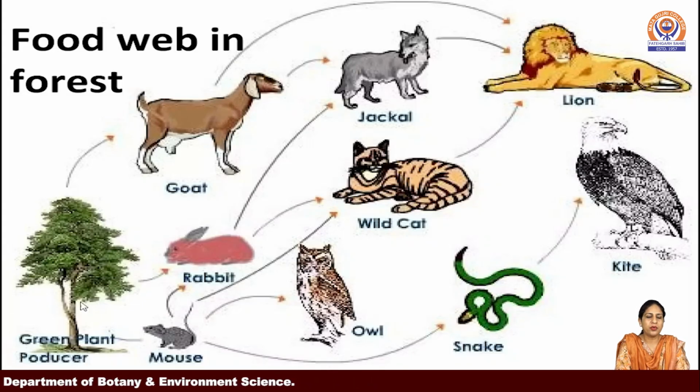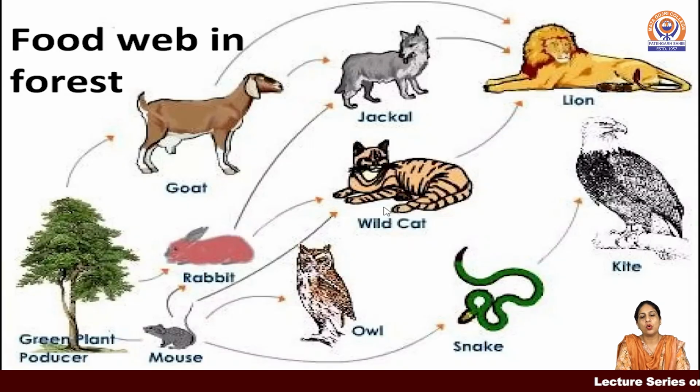So, it starts with green plant. Here we can see a tree in the form of green plant or producer, which is being fed upon by goat, grass, or a mouse. And further, this goat can be fed upon by lion or the jackal. Similarly, this rabbit can be fed upon by jackal, wild cat, or some another organism. Similarly, mouse can be fed upon by rabbit or by the wild cat or by the owl.